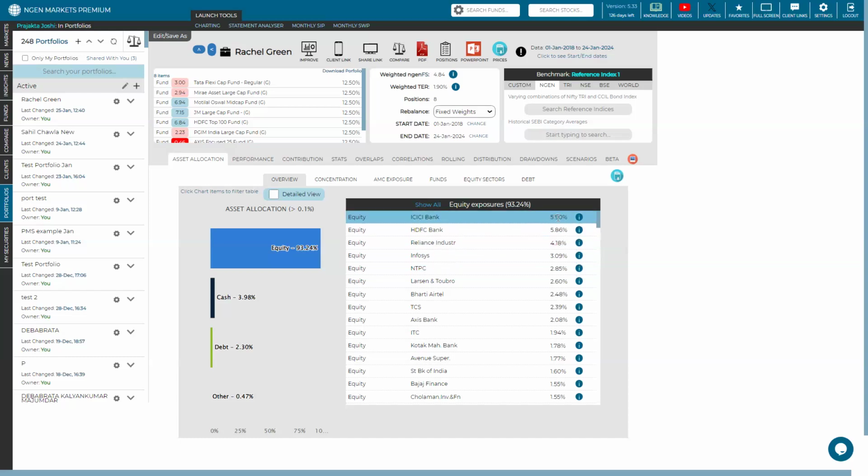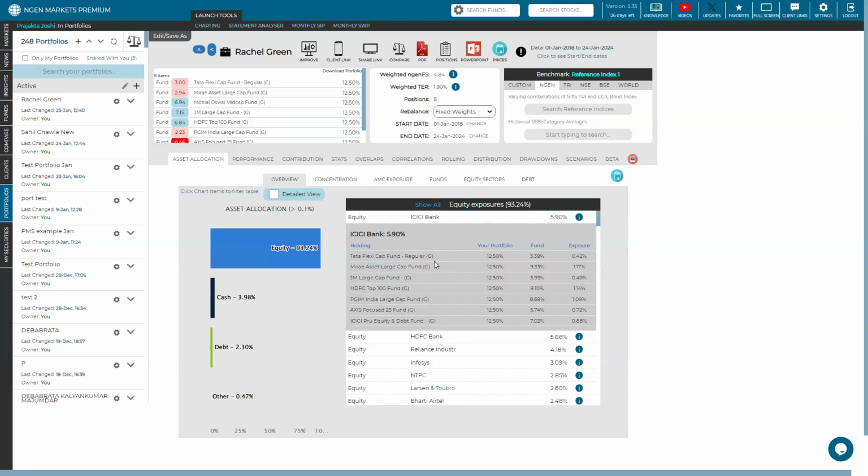You want to check where this exposure is coming from. You have an option to simply click on this eye icon beside the name of the stock, and you see the underlying mutual funds, which happen to be a part of your portfolio, which hold some percentage of their own fund AUM in ICICI Bank.